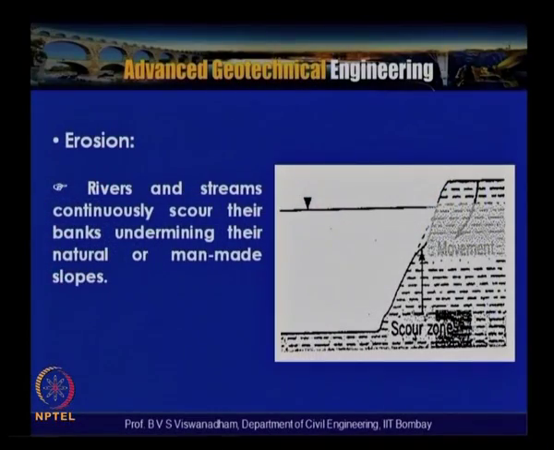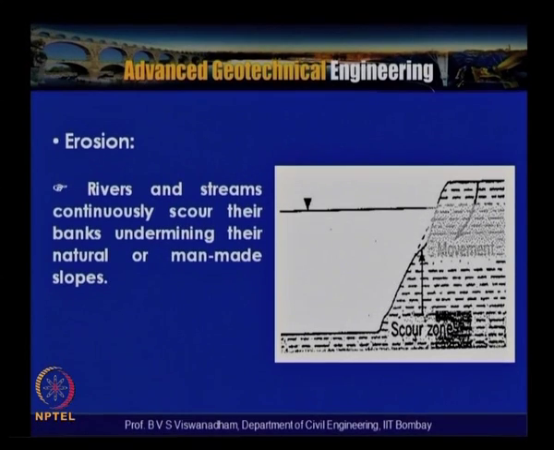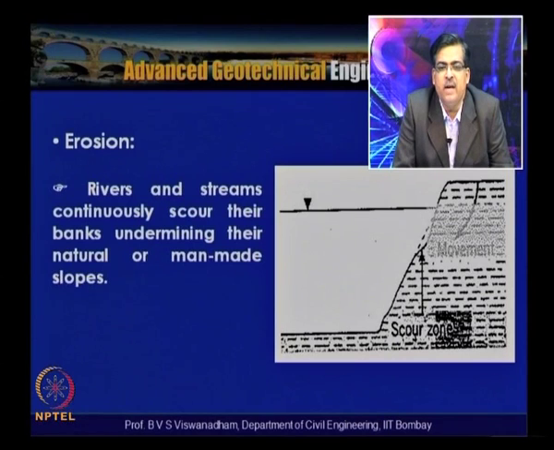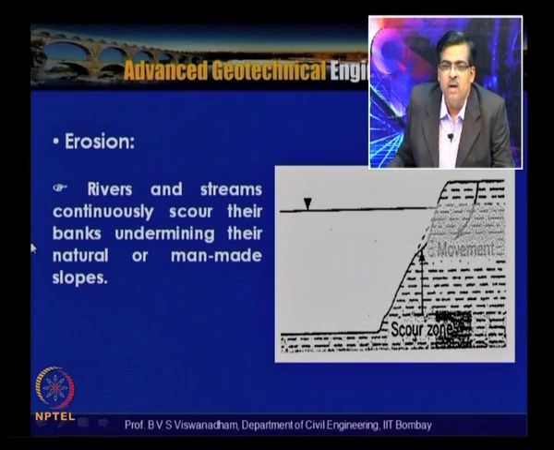And particularly if the slopes are facing rivers or ponds, the rivers or streams continuously scour their banks because of the wave forces, and these undermine their natural and man-made slopes. The slopes which are subjected to wave forces or streams continuously in contact with these slope surfaces can lead to scours, and the zone shown here from the water surface is called the scour zone, and this can lead to movement and instability of slopes.